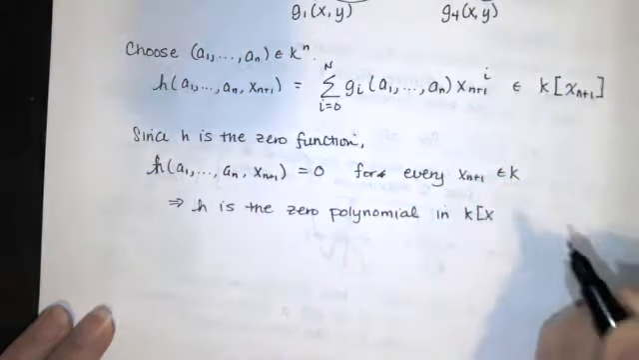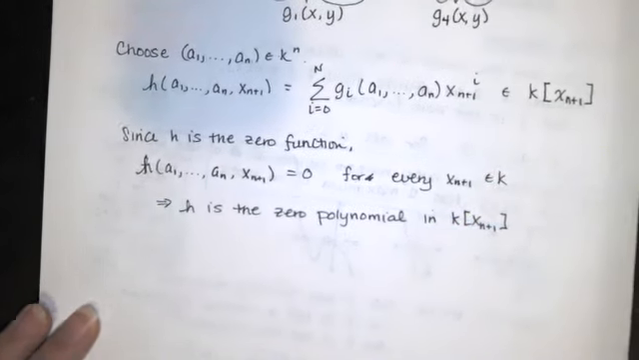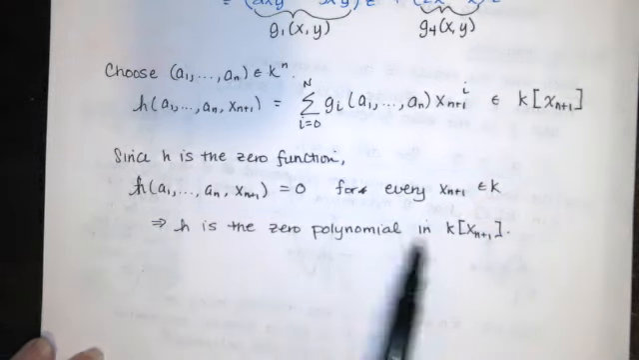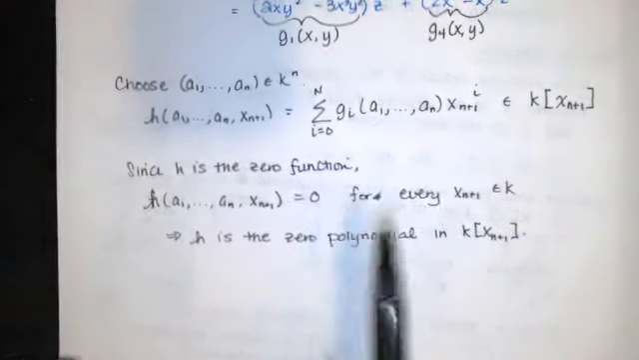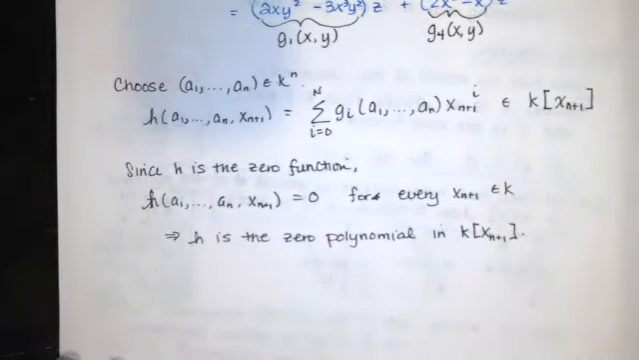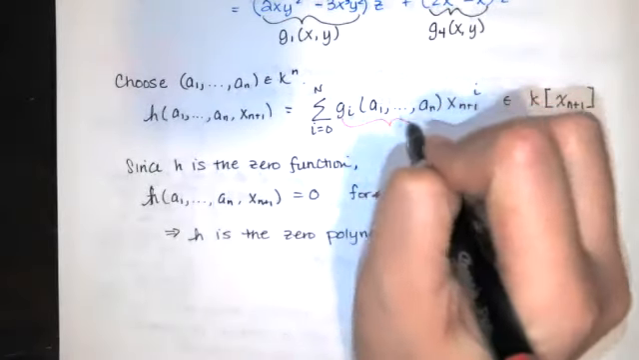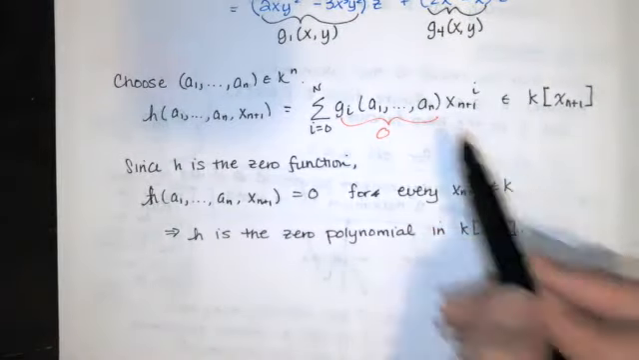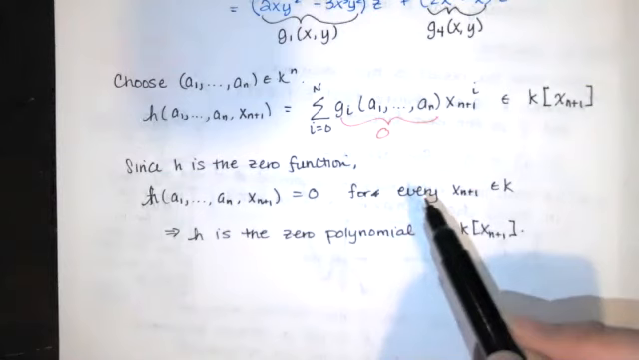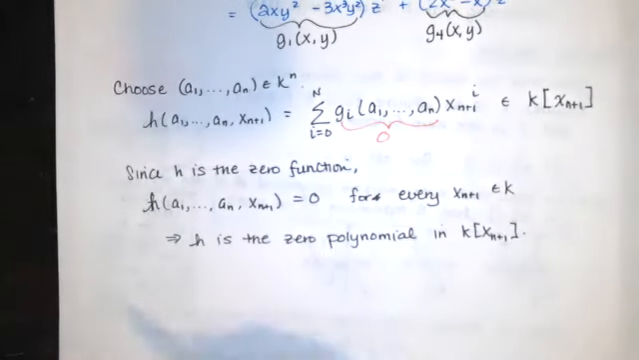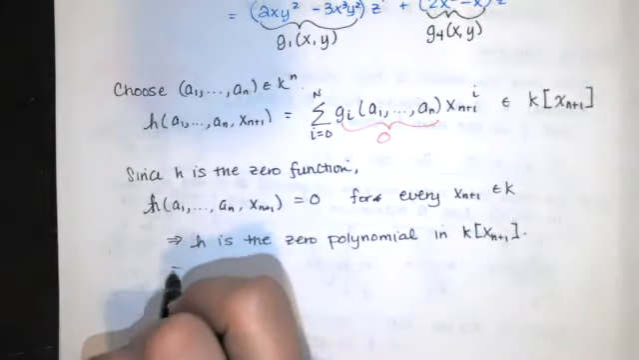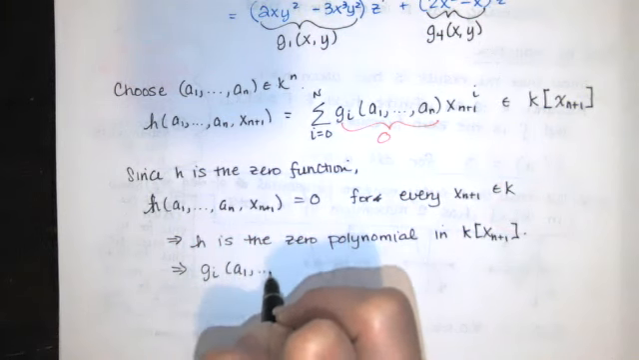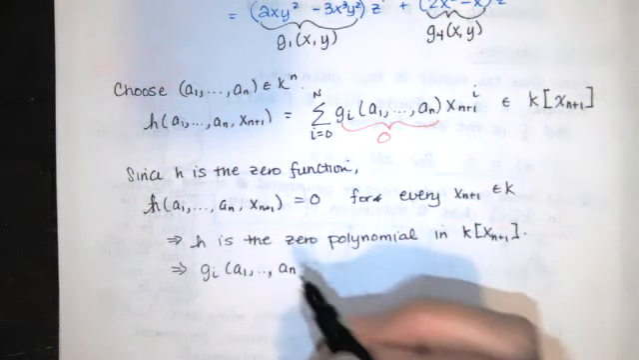In this polynomial ring, k of x sub n plus 1. Now, if h is that 0 polynomial there, well, that means that all of these g's from back here must be 0, because we're taking each of those zeros and multiplying them by x to some power for all the possible powers of x sub n plus 1. So now we've shown that all of these guys must be 0.